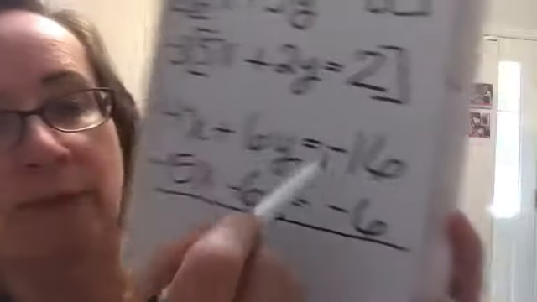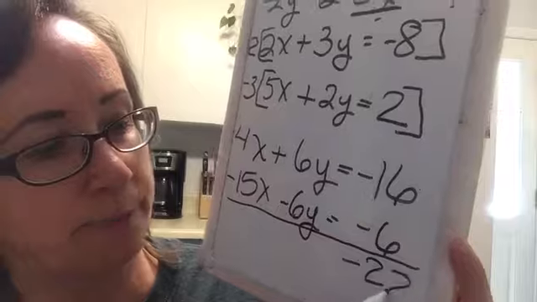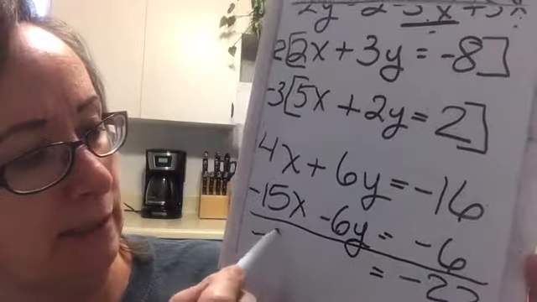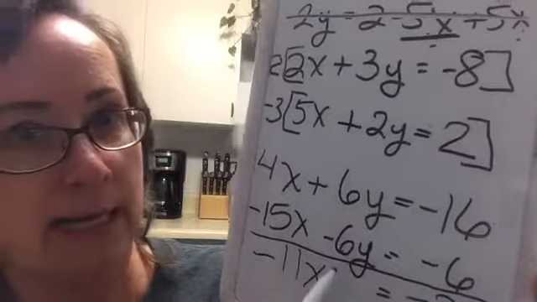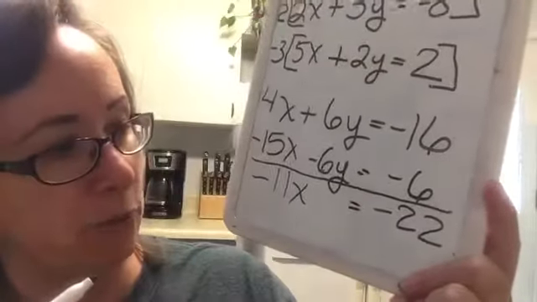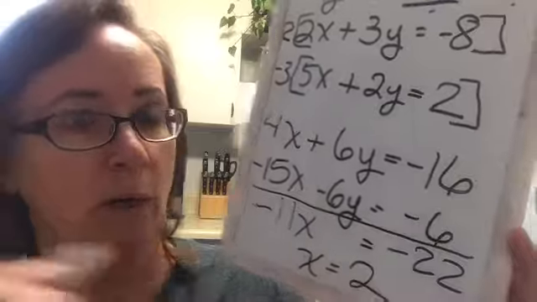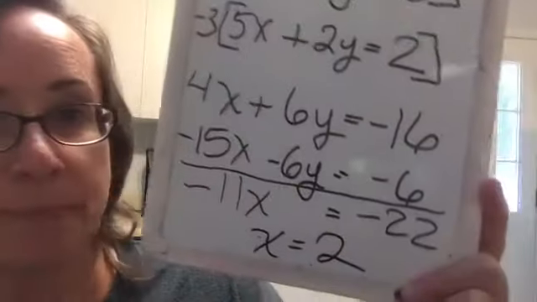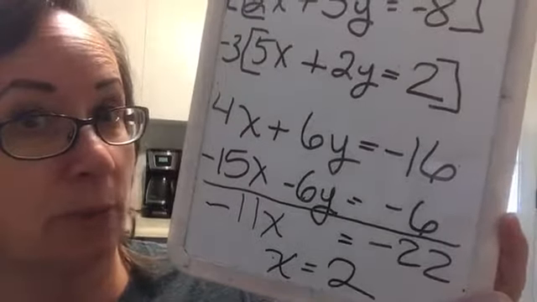All right, so I have a negative 16 plus a negative 6 is a negative 22. And I have a negative 11x. My y's cancel out. So I get a negative 11x is a negative 22, or x is 2 when I divide both left and right by a negative 11. Okay, so x is 2, 1/2 of my solution point.